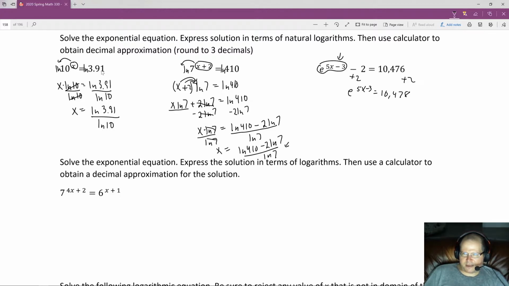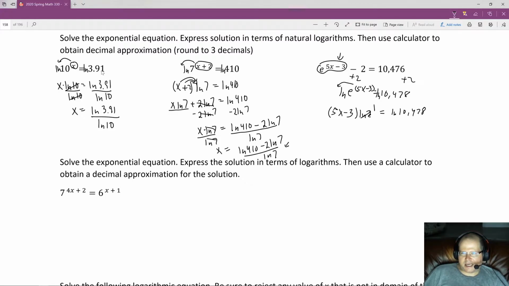10,478. Then I want to take a natural log of both sides, and what that would allow me to do is pull this 5x minus 3 to the front, which would give me (5x minus 3) times the natural log of e, which by the way is just a 1, so it basically goes away, equals the natural log of 10,478.